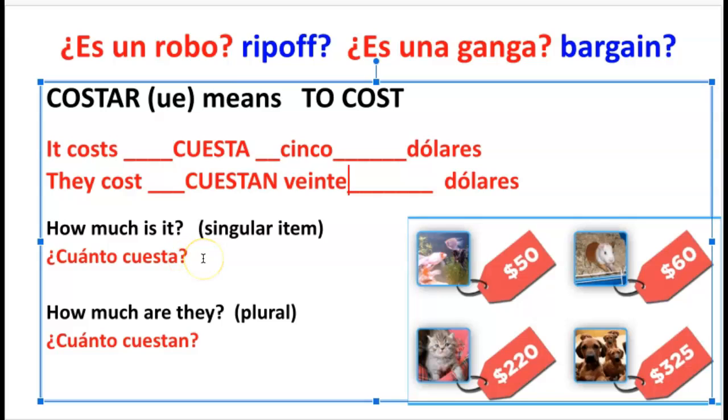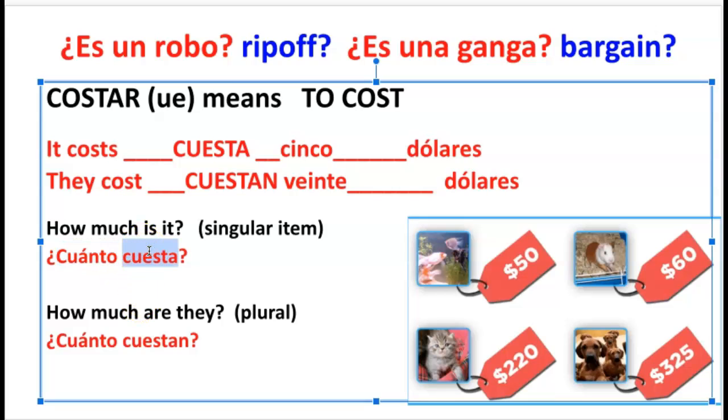When I go to ask my question, there's only two forms of the verb that I can use, just like in the answer. The question word I'm going to use is cuánto, because cuánto means how many or how much. Like when you ask how old you are, you say cuántos años tienes? How many years do you have? So here we want to know how much. That's why we use cuánto.